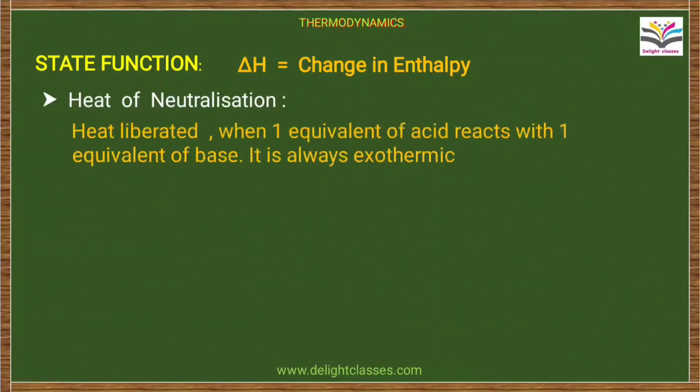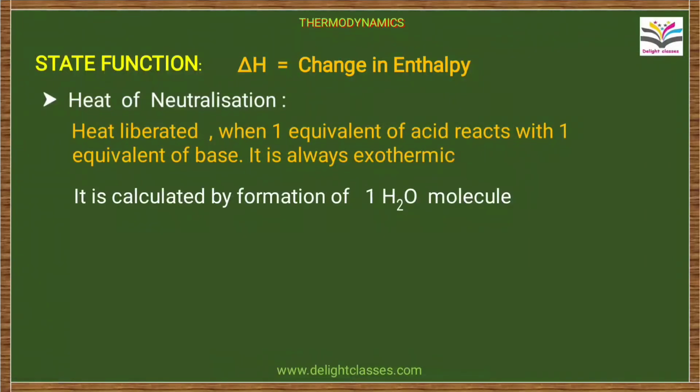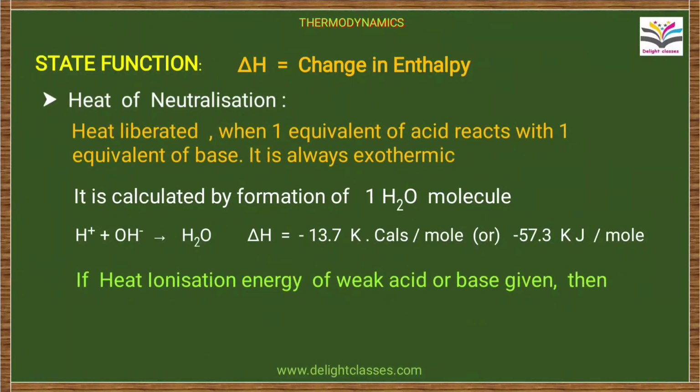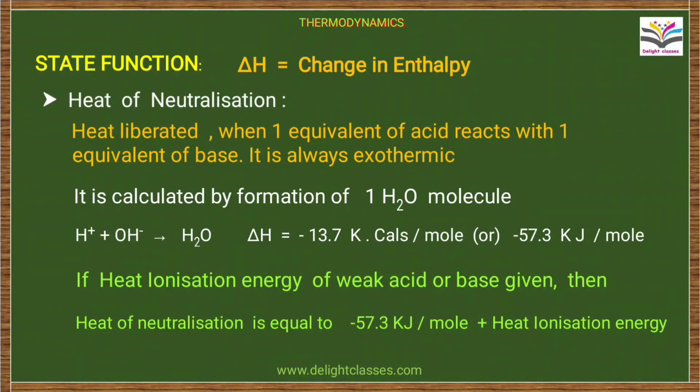Heat of neutralization, heat liberated when 1 equivalent of acid reacts with 1 equivalent of base. It is always exothermic. It is calculated by formation of 1 water molecule. H plus and OH minus gives H2O. Delta H is equal to minus 13.7 kilocalories per mole or minus 57.3 kilojoules per mole. If heat of ionization of weak acid or base is given, then heat of neutralization is equal to minus 57.3 kilojoules per mole plus heat of ionization energy.